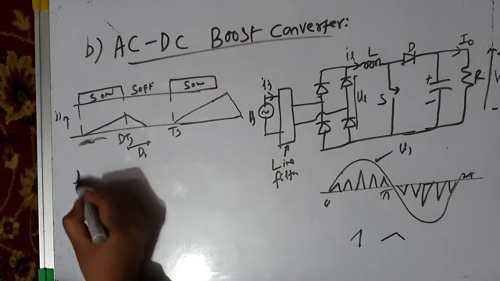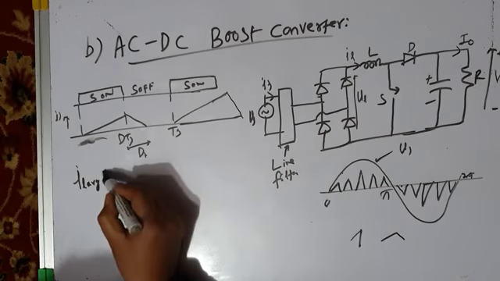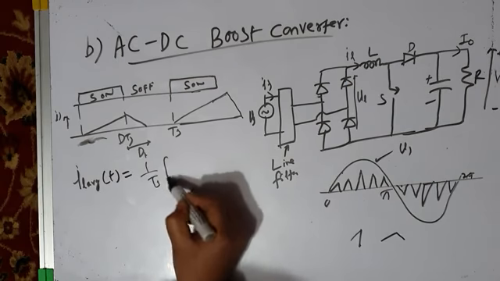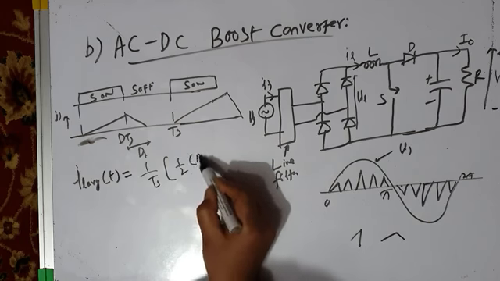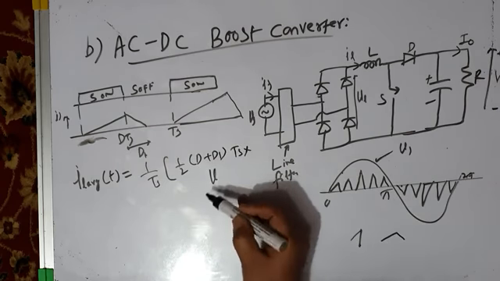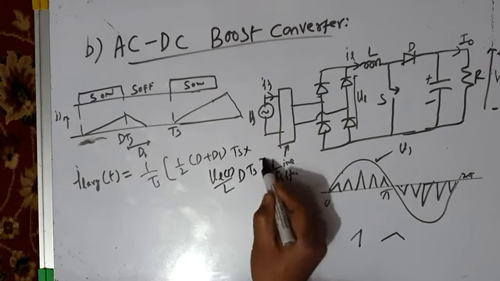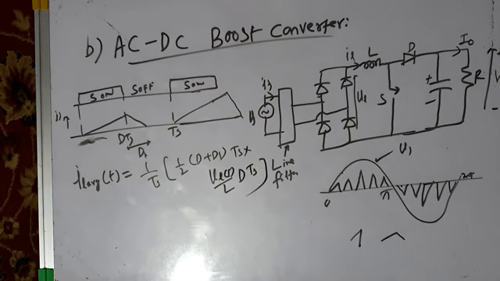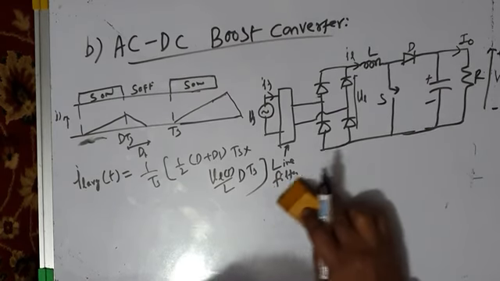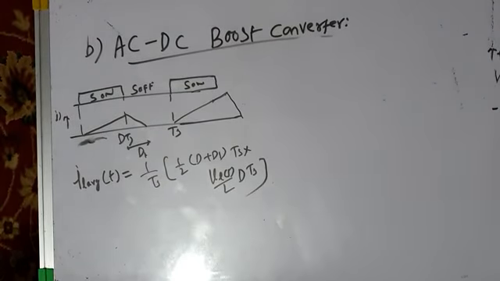Now mathematically, this average DC output current, IL average, is given by this equation: 1 by Ts times 1 by 2 into D plus D1 into Ts into VLT by L into DTS. Okay, now when you plot this, let me show you those waveforms which I showed you earlier.